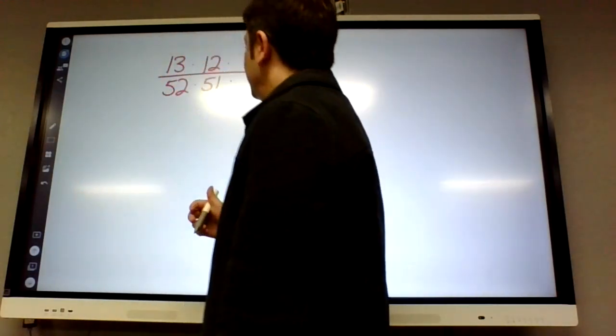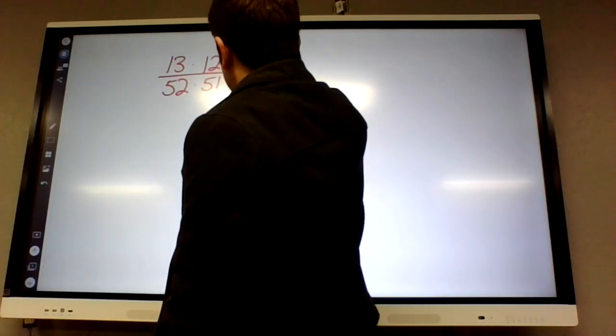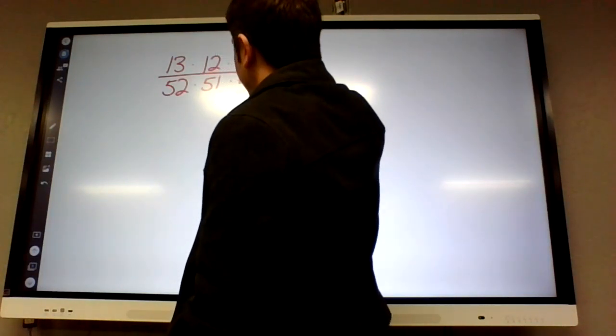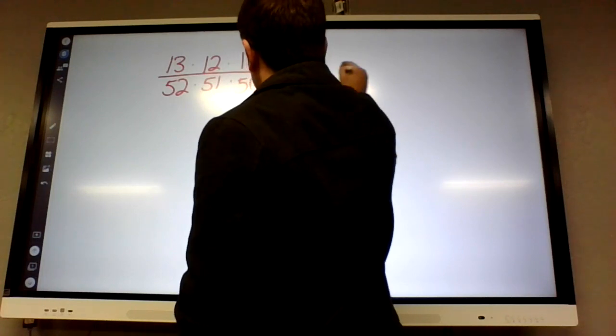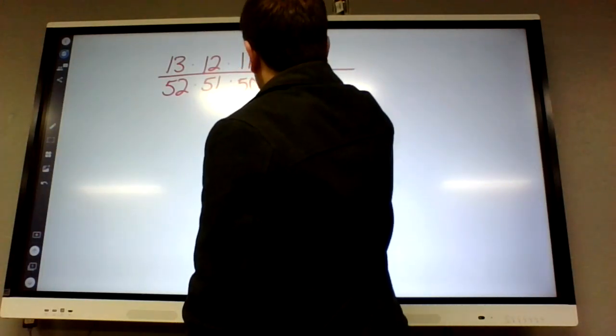What's the probability that the third card will be a heart? There's 11 hearts left, 50 cards left. So it just goes down like this. And we're drawing 5 cards.